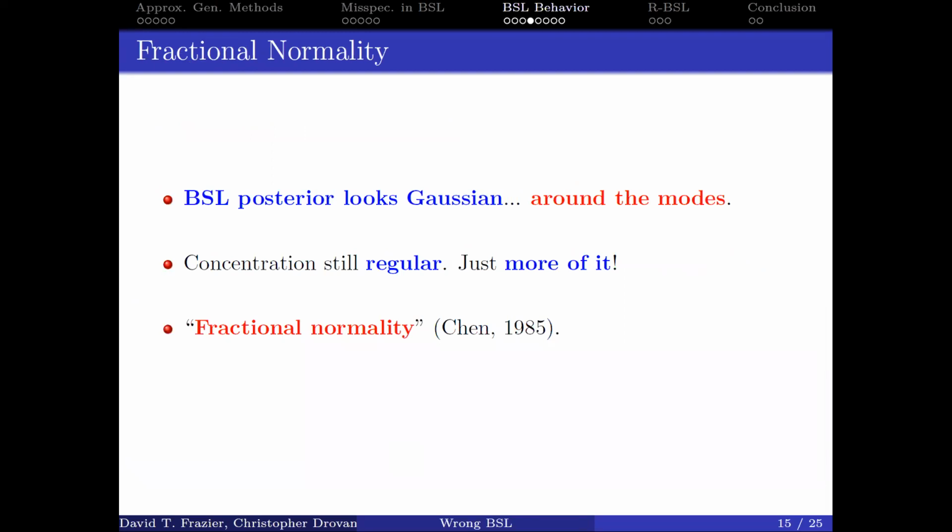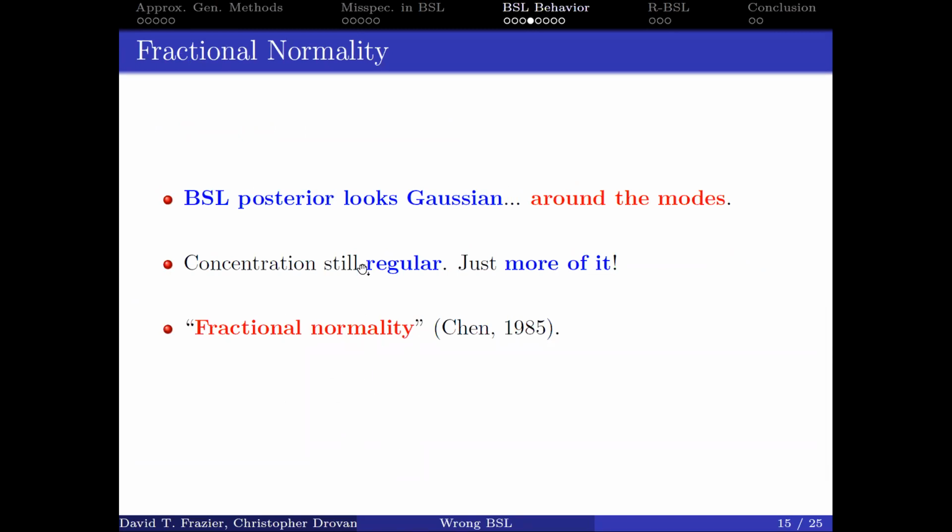So really what this means is that if you have this local mode issue in BSL, what's going to happen under some regularity conditions is that it's still going to be Gaussian. The concentration is still going to be regular. It's just going to be regular around the modes, i.e., you still have some regularity. There's kind of just more of it in a sense.